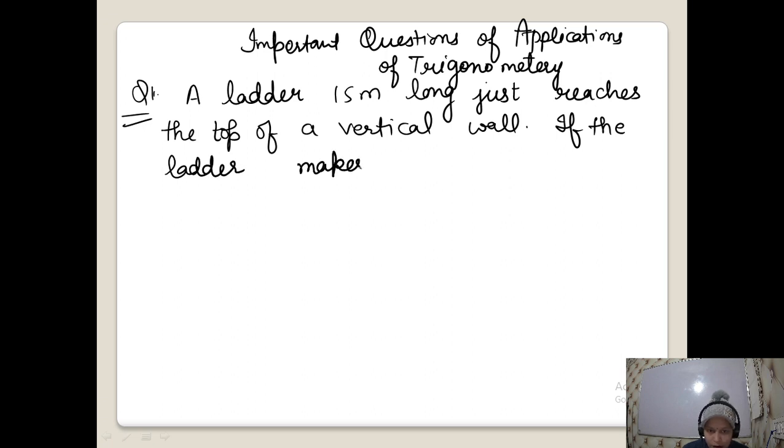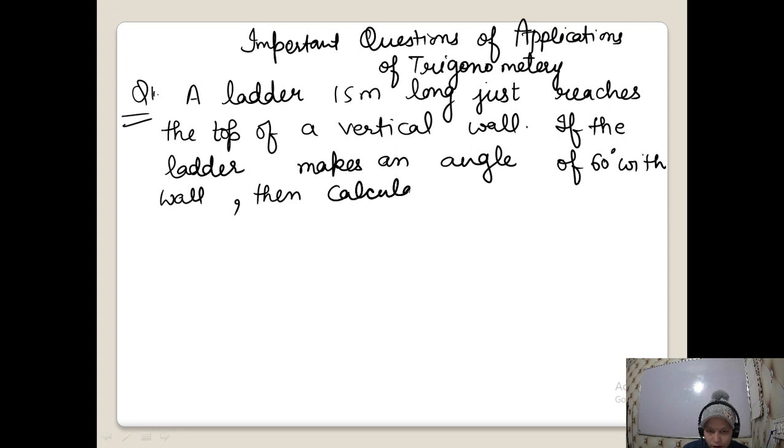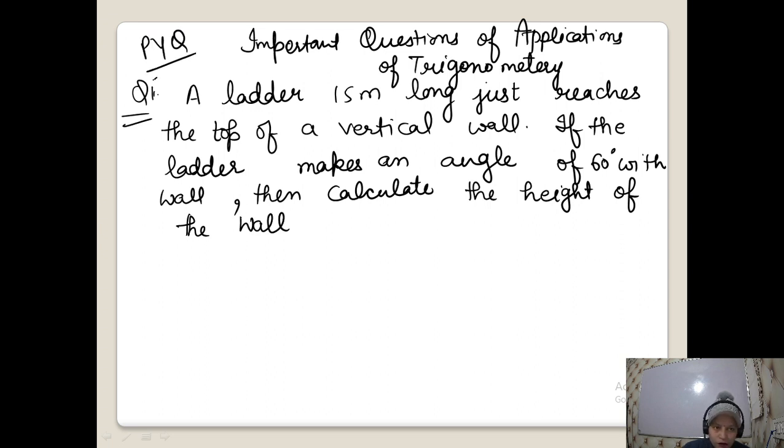If the ladder makes an angle of 60° with the wall, then calculate the height of the wall. This is a previous year question.